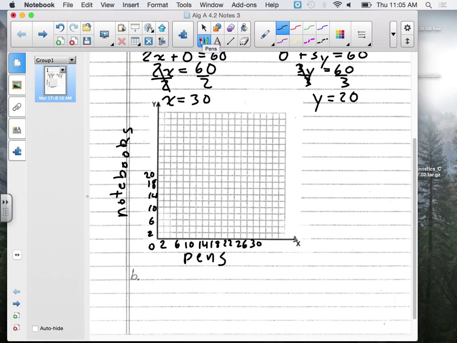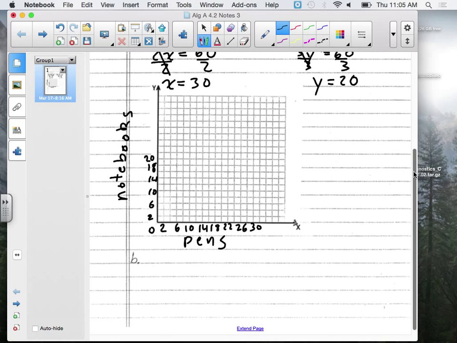Alright, so we've labeled our graph, we've scaled it, so we have it going by 2s on each axis, so everything looks good so far. So now we can start graphing our x and y intercepts, right? Our x-intercept is 30, so go all the way over to 30 and put a point right there.